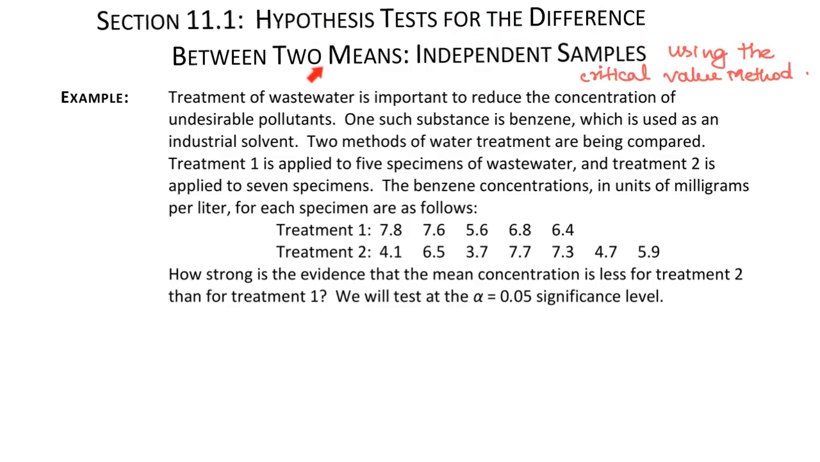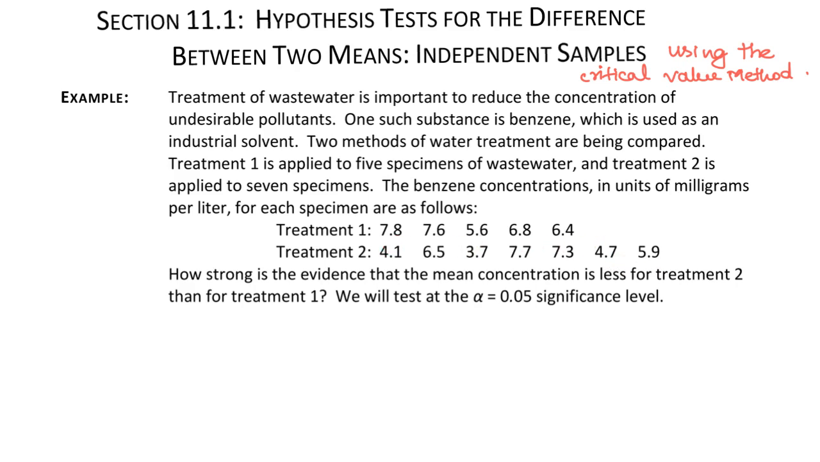Hypothesis test for the difference between two means, independent samples, using the critical value method. The treatment of wastewater is important to reduce the concentration of undesirable pollutants. One of such substances is benzene, which is used as an industrial solvent. Two methods of water treatment are compared here in this example. Treatment 1 is applied to 5 specimens of wastewater. So you can see 5 specimens here, and treatment 2 is applied to 7 specimens.